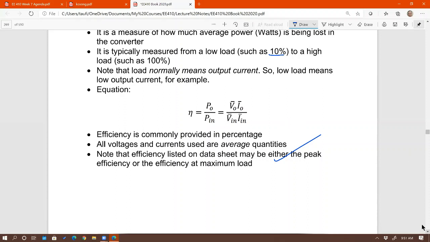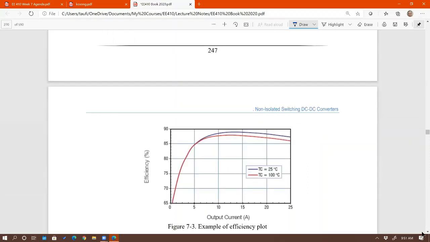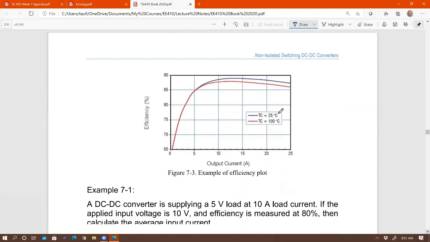Okay, so be careful. Here's an example. This is a very typical efficiency curve of a DC to DC converter. And you notice that it's not constant. Efficiency is not constant. It starts low and then it goes up high, and then it starts to slope down. And here's the peak efficiency right here. This is what they typically advertise. In this case, the peak efficiency occurs around, I don't know, 12 amps or so.